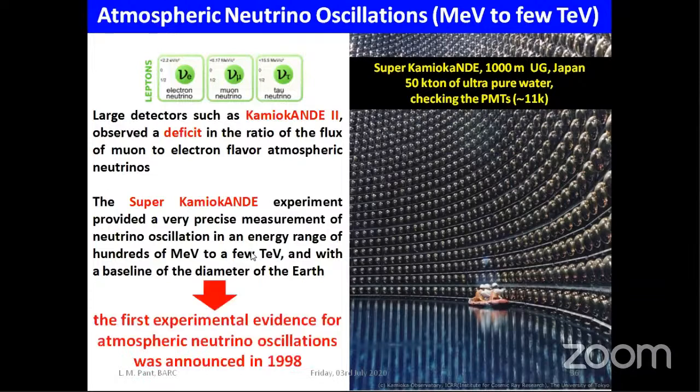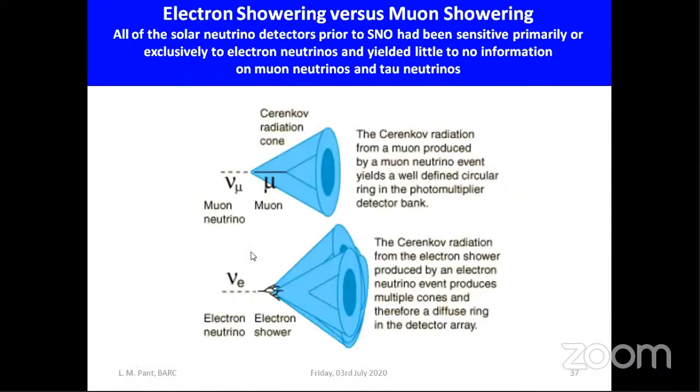And this was the first experimental evidence for atmospheric neutrino oscillations in 1998. Now, what basically happens, this is the last slide on this. When you have a muonic interaction, a muon is produced, and you see it's a charged particle, and then you have a Cherenkov cone which is formed, and it remains more or less steady.